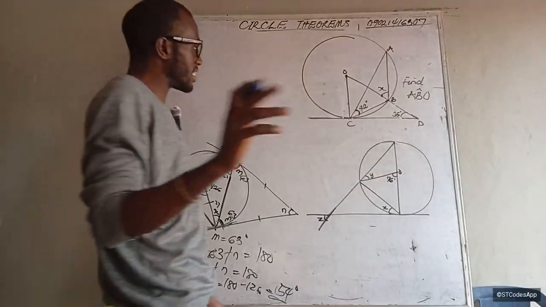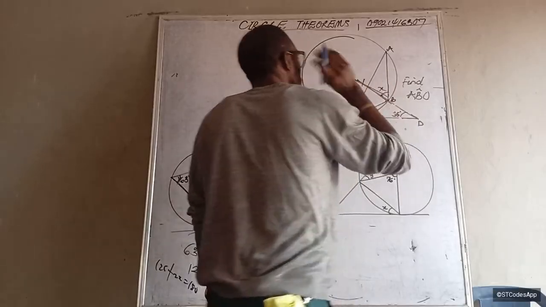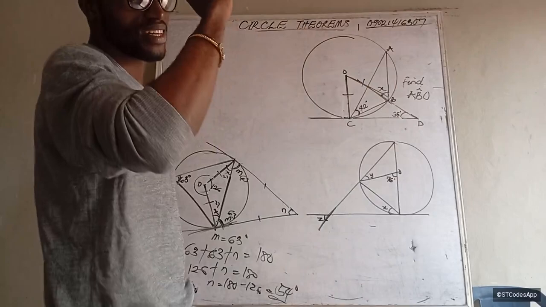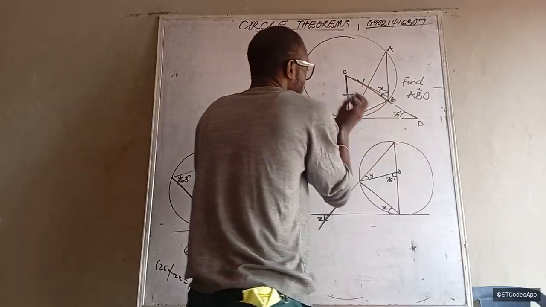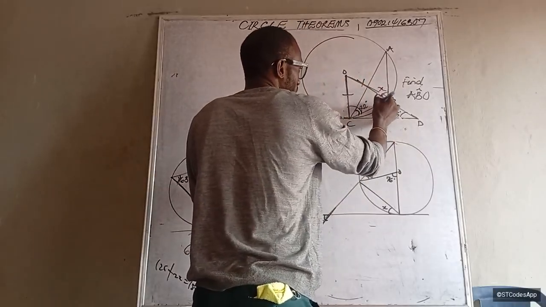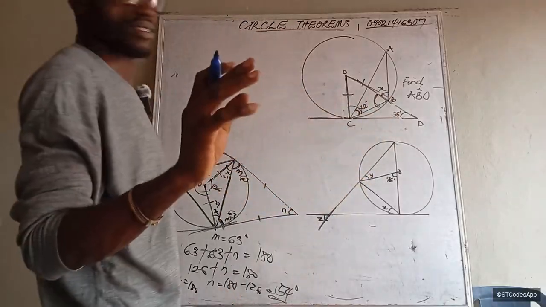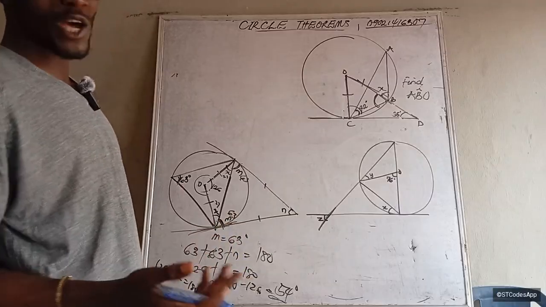Okay, now notice that these radii, that's the plural of radius, are equal. So it means this angle here will be equal to this angle here. Do you agree? But that does not help us yet, right?